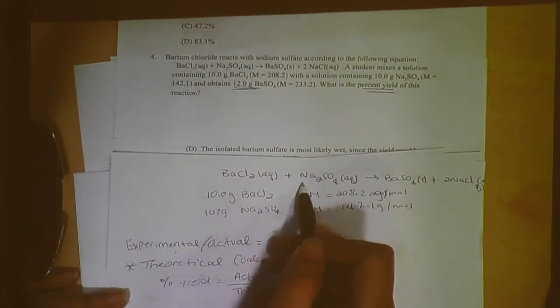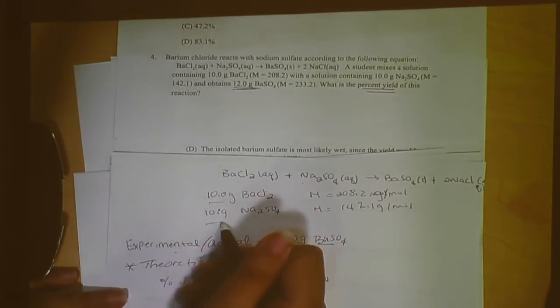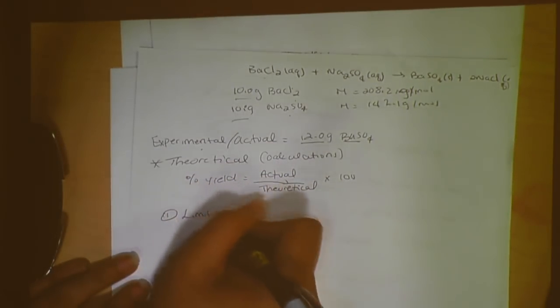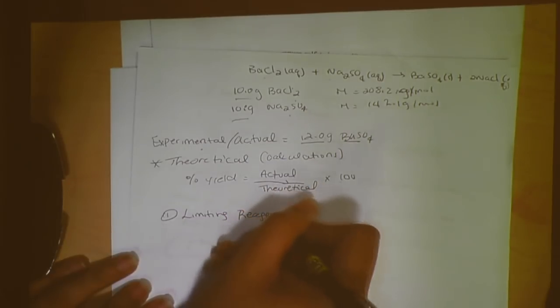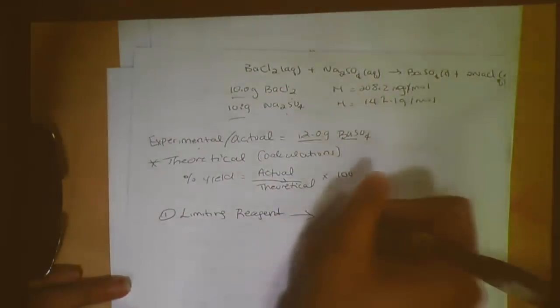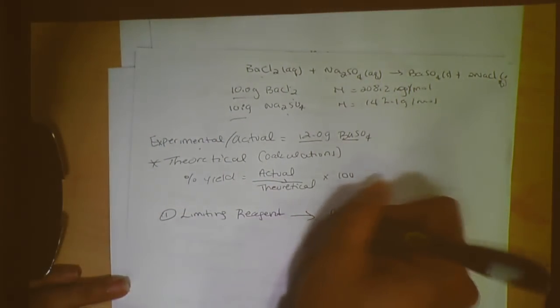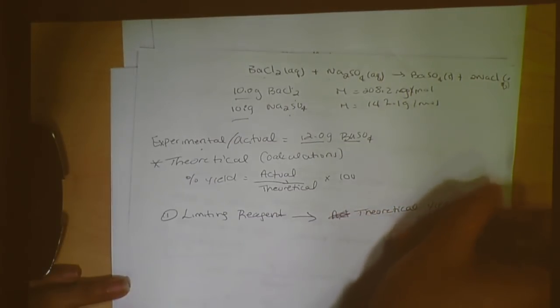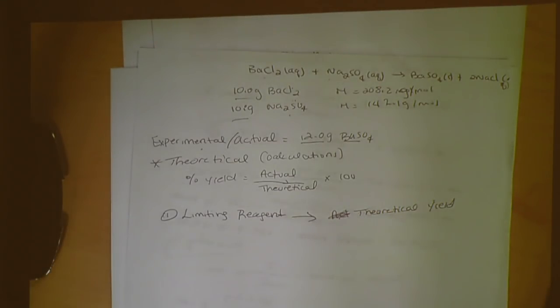So based on this equation, you have two reagents, BaCl2 and Na2SO4. So step number one, you have to figure out what the limiting reagent is. Because the limiting reagent is going to give you the theoretical yield, because that's the maximum amount you can make based on the material you have.